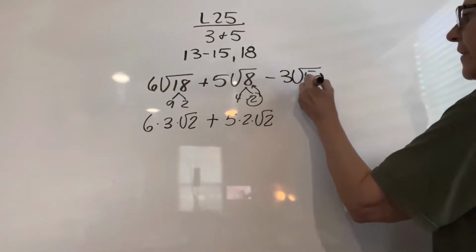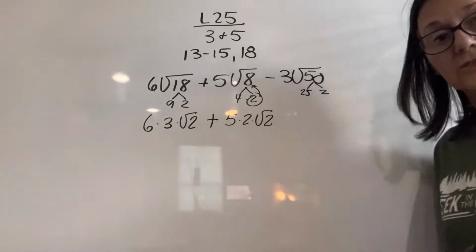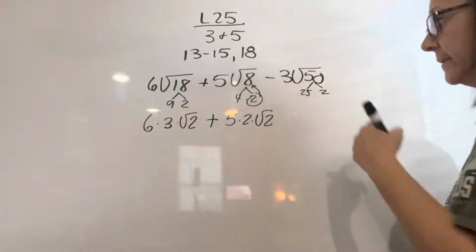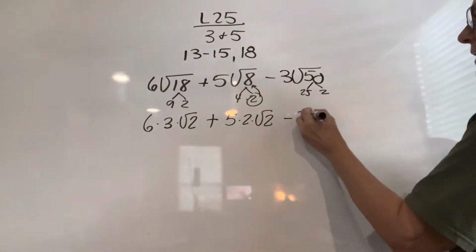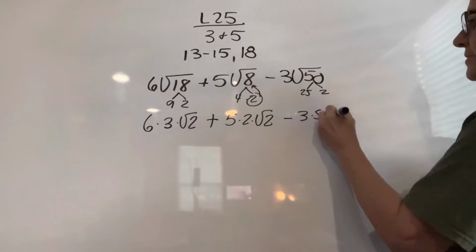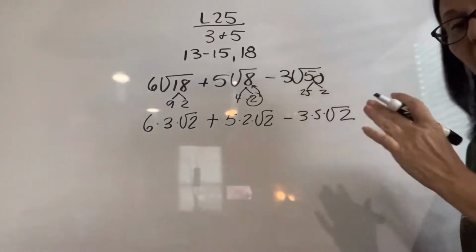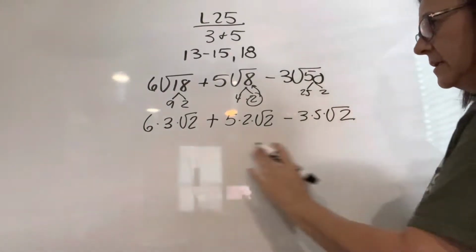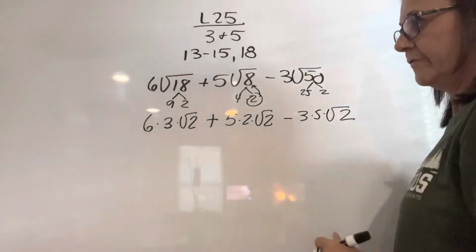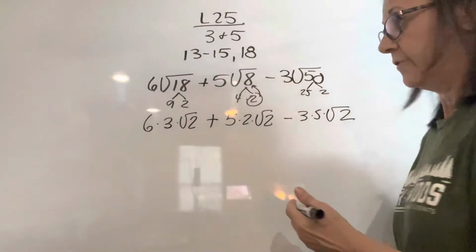50 is 25 times 2. I can unsquare the 25 and it becomes a 5. So it's minus 3 times 5 times square root 2. So we have all like radicals. So once I multiply their coefficients, then I can combine their coefficients.